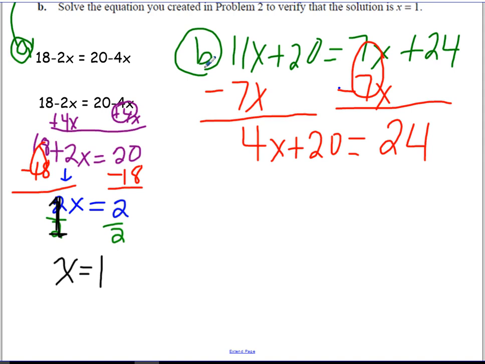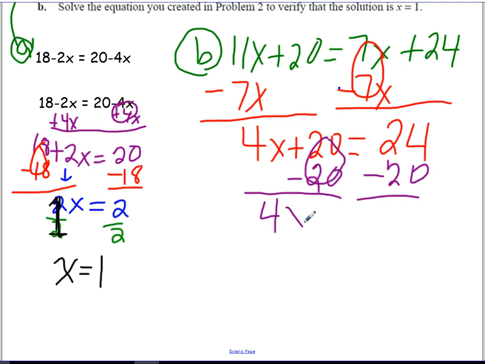So now that the left-hand side is the only side that has x's, we need to get rid of the constant term of 20. It's being added, so the opposite would be to subtract it. So again, on the left-hand side, 20 minus 20 is 0. And so when we bring down our 4x, that's all we have to write. We don't have to put plus 0. And then on the right-hand side, 24 minus 20 leaves us with 4.